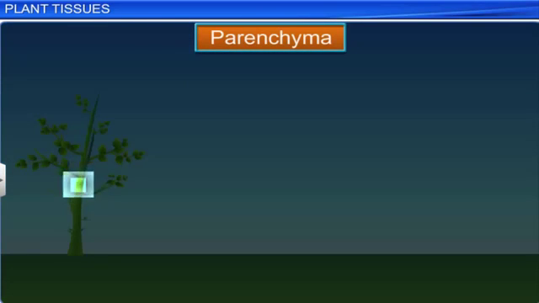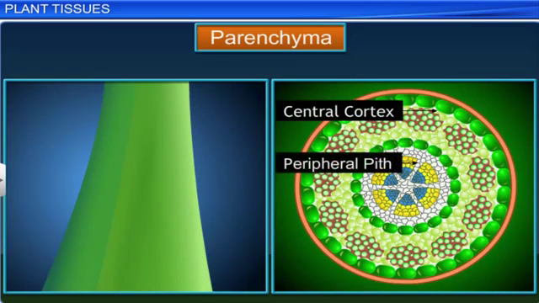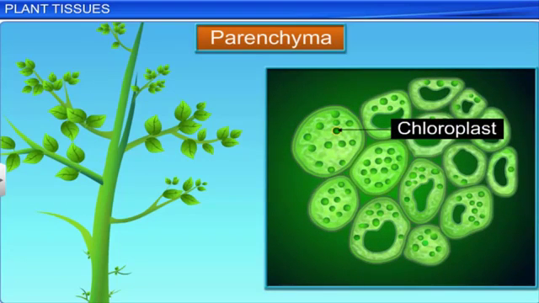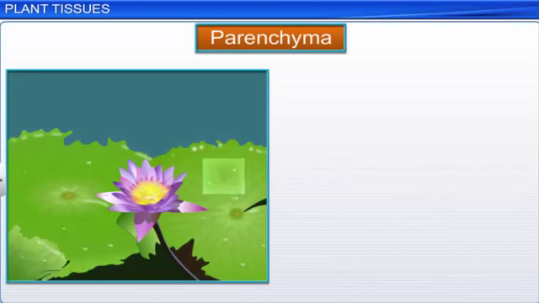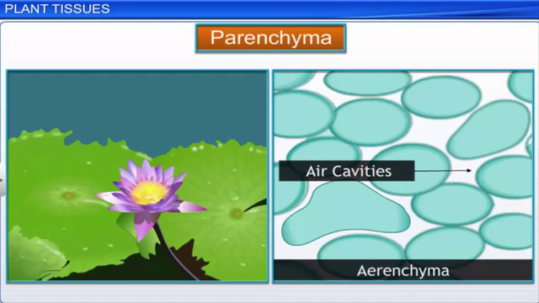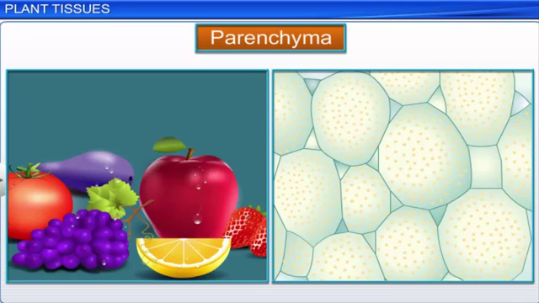Parenchyma forms the ground tissue in the central cortex and the peripheral pith of stems and roots. In leaves, they contain chloroplasts and are called chlorenchyma, which help in photosynthesis. In aquatic plants, parenchymatous cells contain large air cavities that help in buoyancy and are called aerenchyma. Parenchymatous cells in fruits and vegetables are filled with starch which help in food storage.